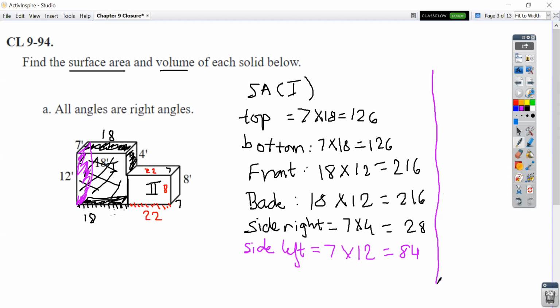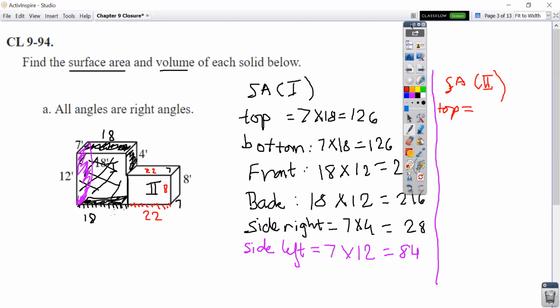Now I'm looking for the second piece. So surface area of my second piece. This is my second piece right there. Okay, the smaller box. So what do I have? Let's look at the top. Same thing, I have the top.